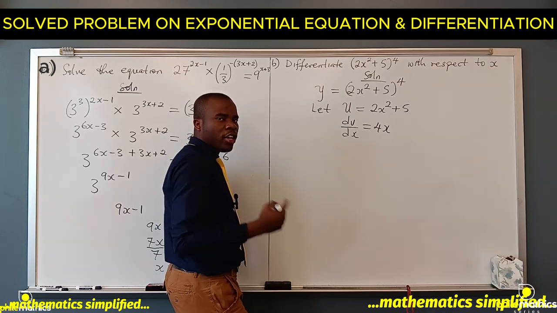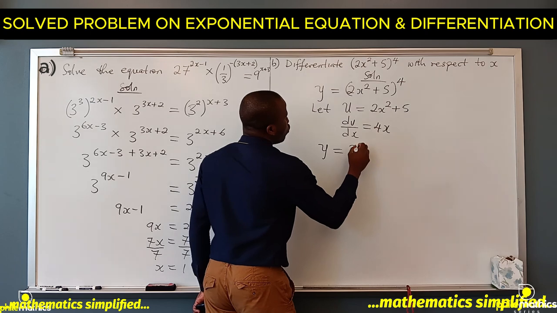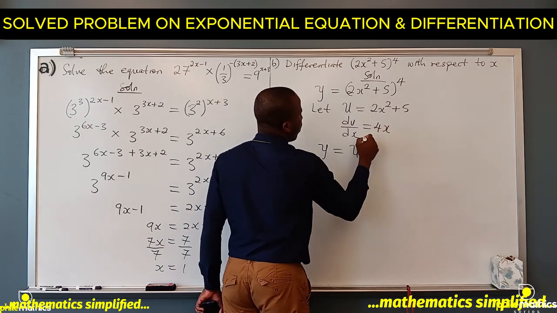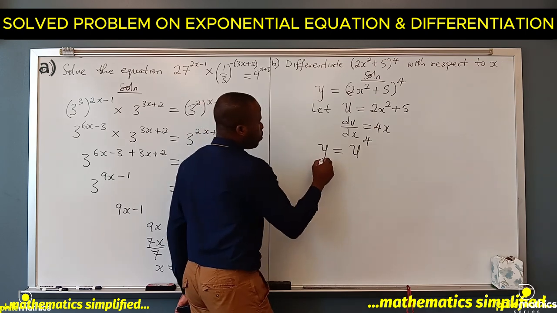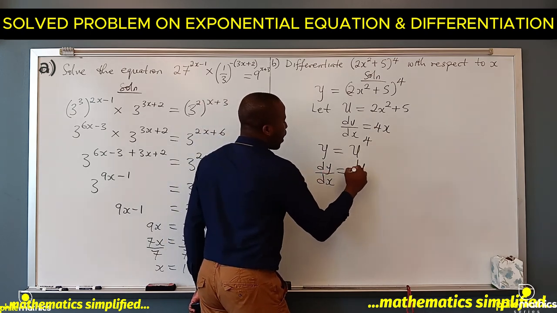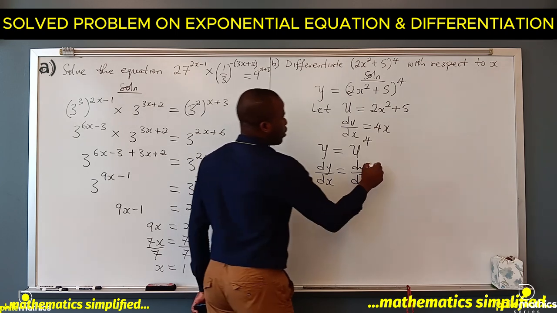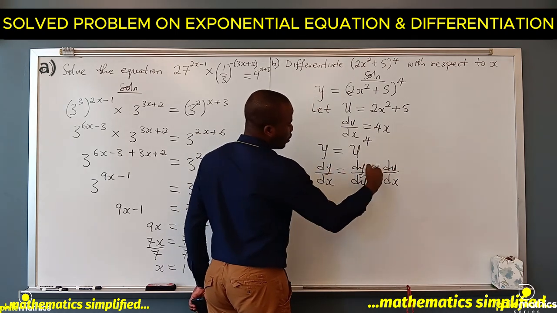So since it's a chain rule, we now have y is equal to u to the power 4. To differentiate y, which is chain rule, dy/dx will be dy/du times du/dx. If we multiply these, we'll get dy/dx back.